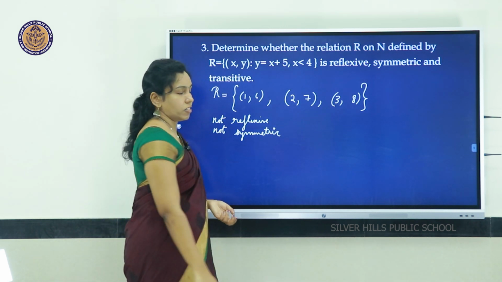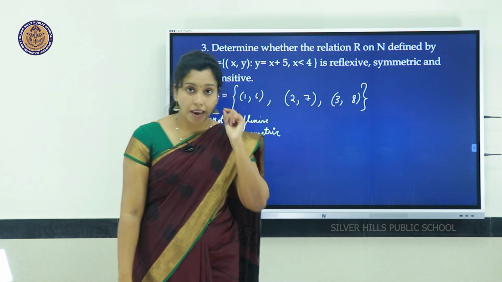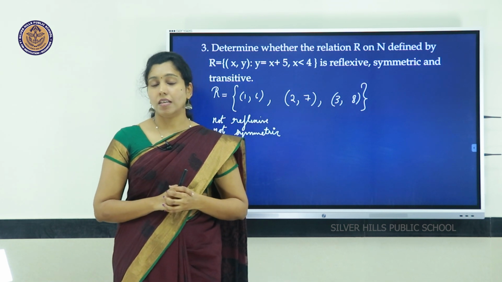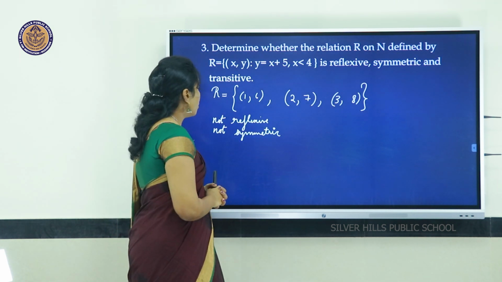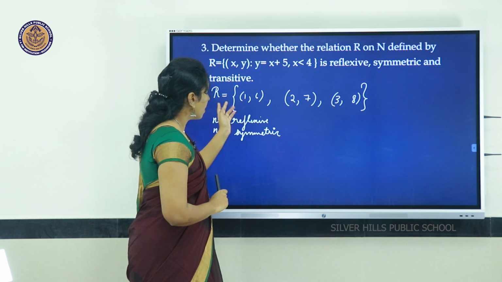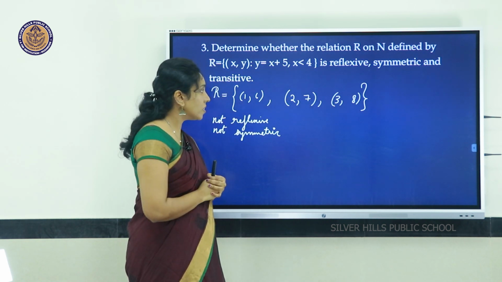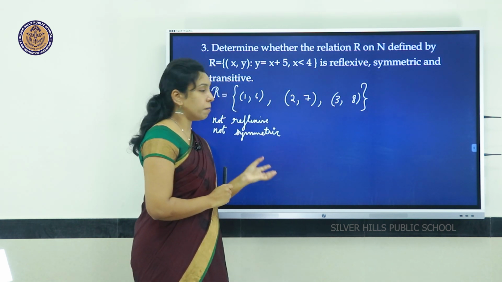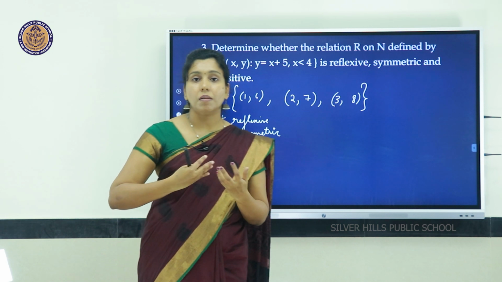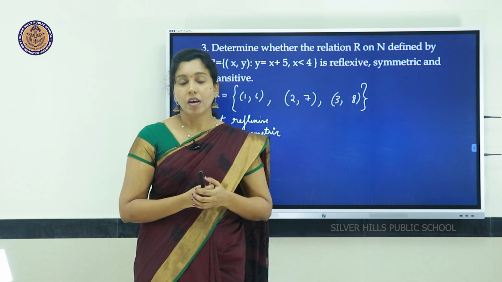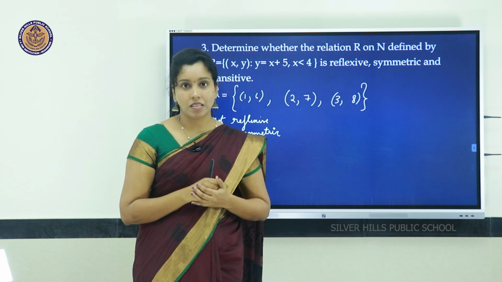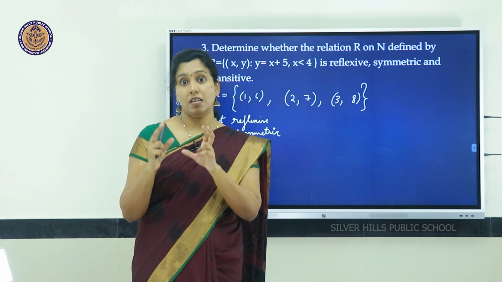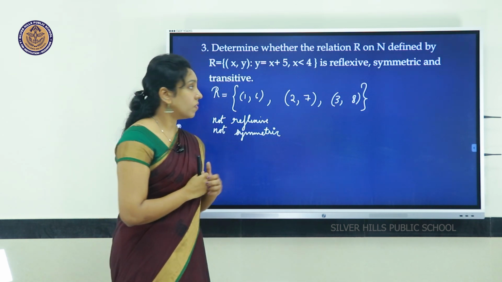Then comes transitive. What is the definition? If (a, b) and (b, c) are present, then (a, c) will be present in the given relation. So, (1, 6). Can you find another pair starting with 6? No. So, in this question, if I take any (a, b), I am not able to find some (b, c). I cannot prove whether it is transitive. To prove the transitive condition, (a, b) and (b, c) must be present in the given relation.